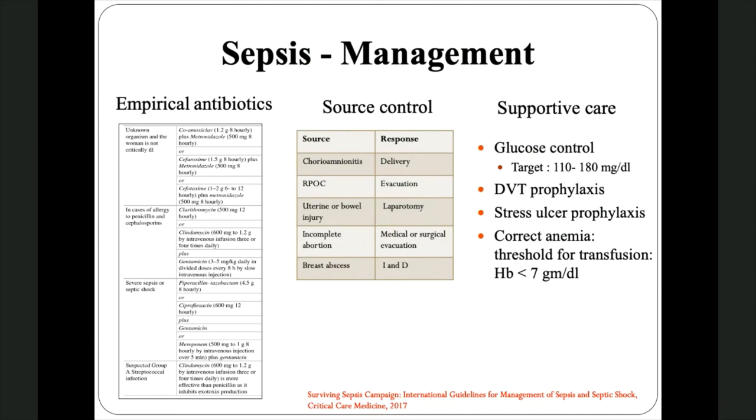Now what do you mean by source control? If there is already a focus of infection, then you need to control that infection, otherwise it will keep on coming back. Whenever there is chorioamnionitis, the patient may need to be delivered as soon as possible. Whenever there is RPOC, it needs to be evacuated. Whenever there is bowel injury, laparotomy and resection anastomosis need to be done as soon as possible. Incomplete abortion, again surgical or medical evacuation needs to be done. Breast abscess, I&D needs to be done.